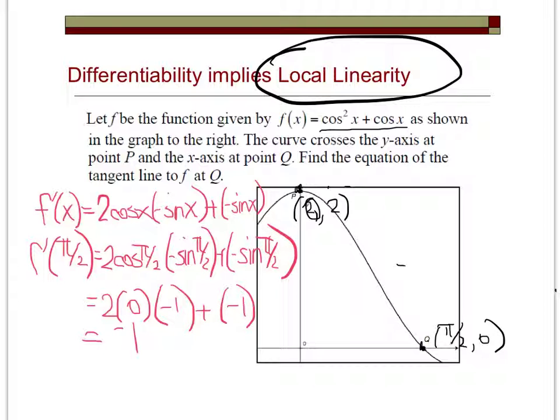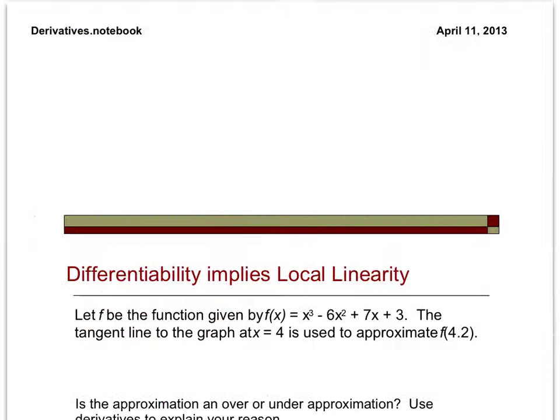So the slope is negative 1 at that point, and that makes sense because that looks like a slope of negative 1. So then my equation would be y minus 0 equals negative 1 times x minus pi half. We have just written a linear equation that could be used to approximate the tangent line there. Okay. Good.